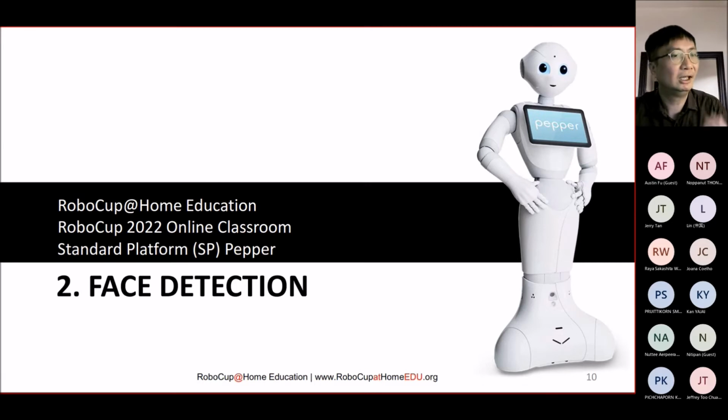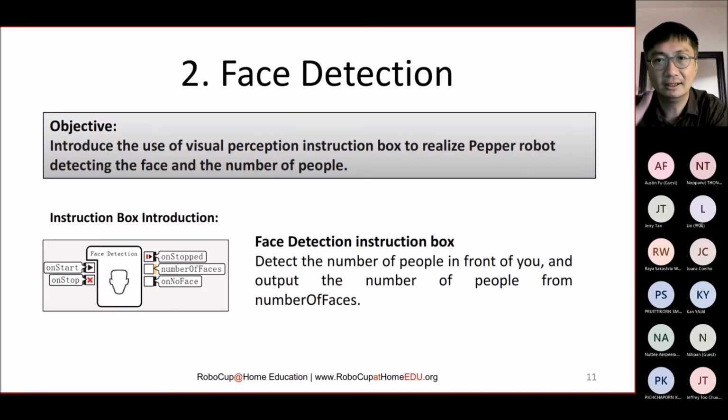Then once you get the result, you can do another application. But first, let's look at the example. For the face detection, again, it's very simple. You just need to call the face detection instruction box. We have a dedicated instruction box for face detection. You just need to pull this instruction box from the library inside Choreograph, and after that, please check the input and output, because there is one interesting output from this instruction box.